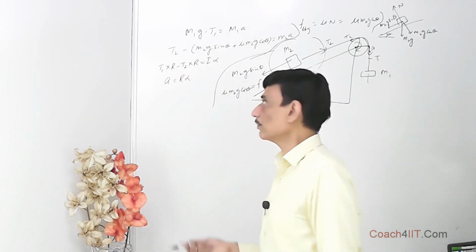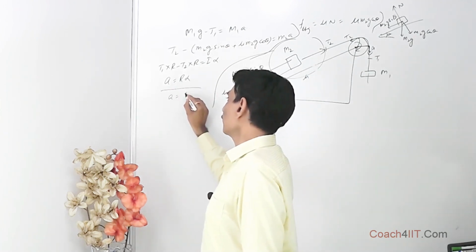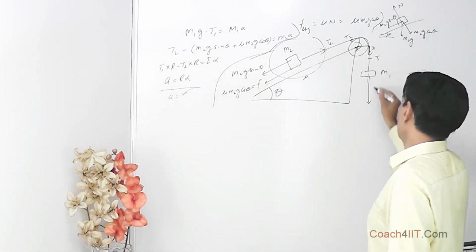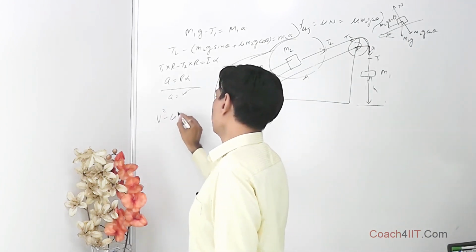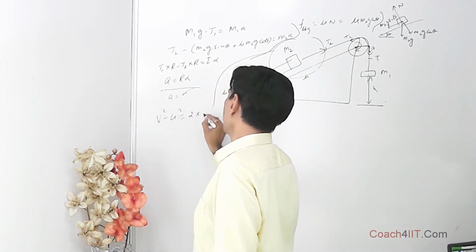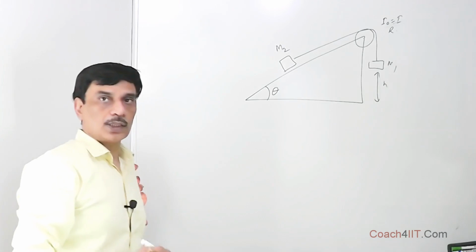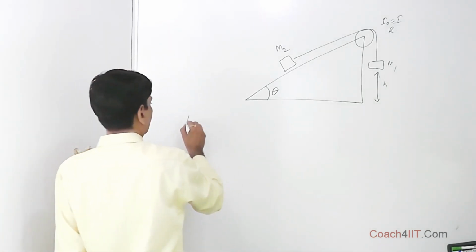These are unknowns, and we have four equations. From here we can find the value of a. Solving it, we can find the value of a. Once the value of a is known, from here to here, we can use the equation of kinematics, that is v square minus u square is equal to 2 into a into s, and from here we can find the value of v.